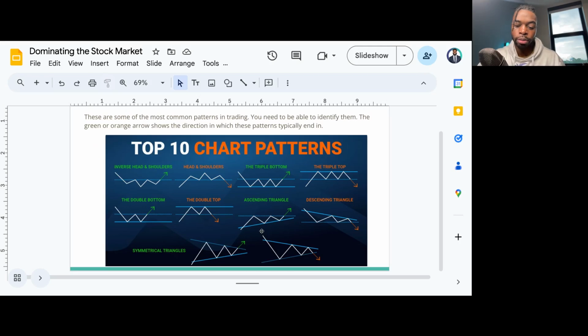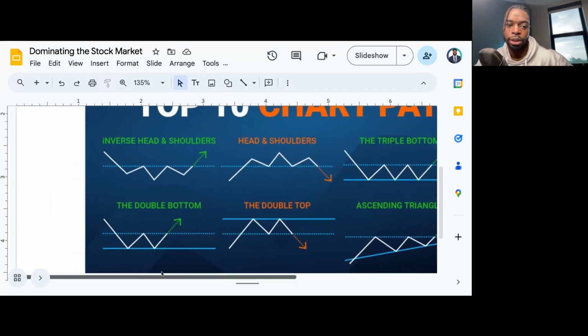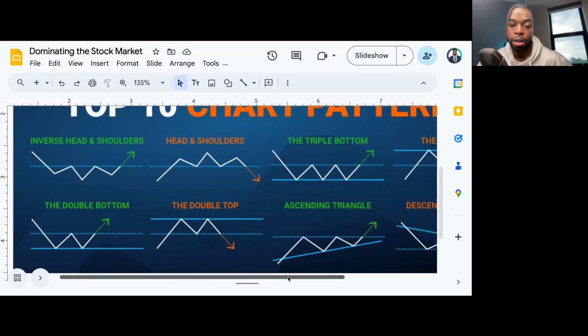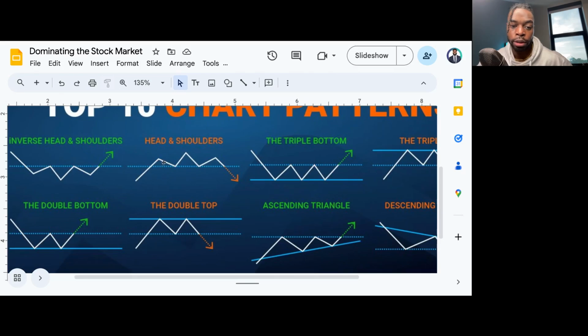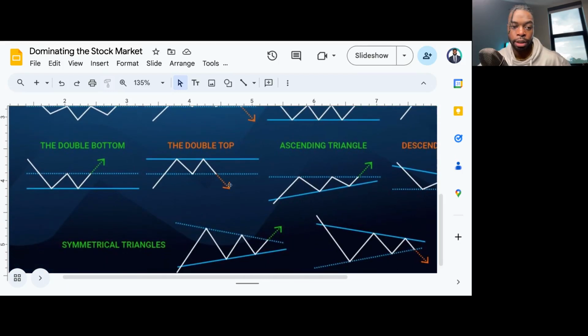Now we talked a little bit about some of these patterns. Some of the ones that you see most often and that I think you should pay most attention to would be the inverse head and shoulders. If you see something like this, then on this right shoulder, you're gonna get a big move to the upside. And for the head and shoulders, when you see something like this, you get a big move to the downside.